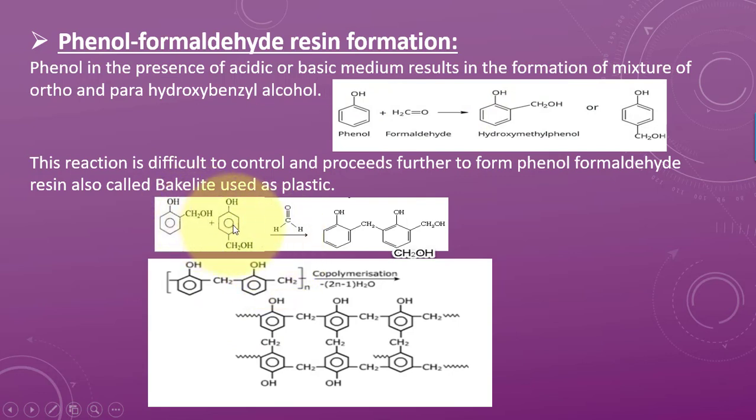This ortho and para hydroxymethyl phenol will react with each other and further react with more molecules of formaldehyde, and this reaction goes on with the removal of water molecule. The two molecules will join with each other. Now here the structure is shown in which polymerization of these smaller subunits will result in the formation of long chain structures that is called as a bakelite. This bakelite is one of the earliest plastics and mostly used in electric switches and plugs, etc.